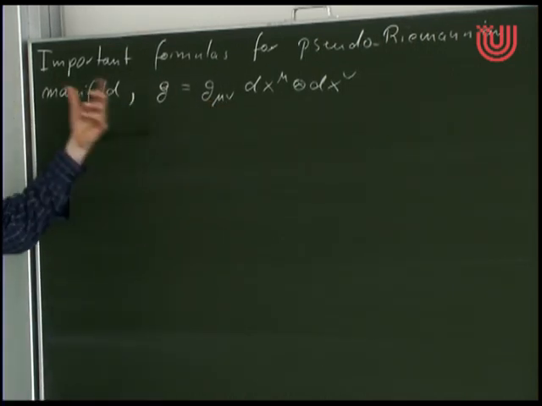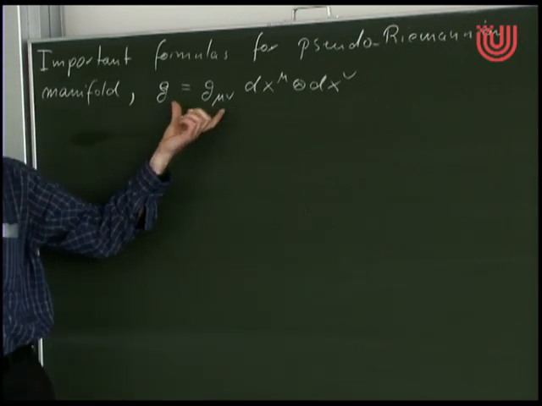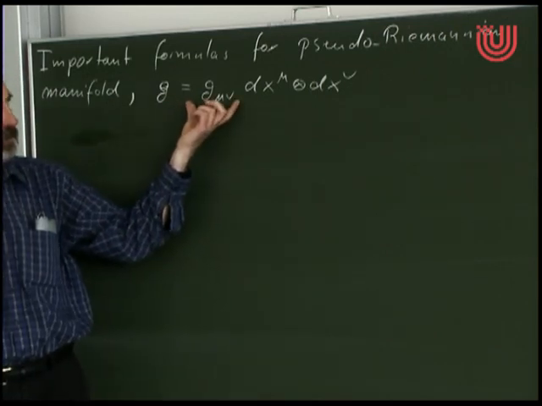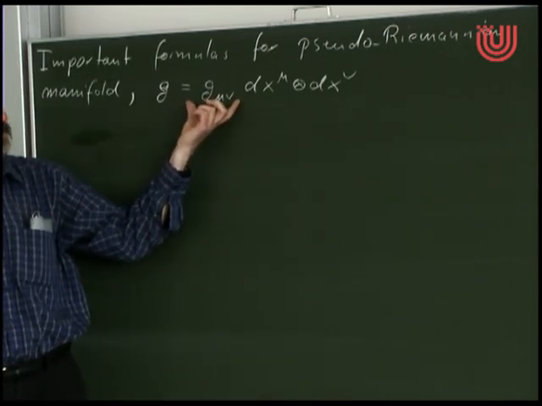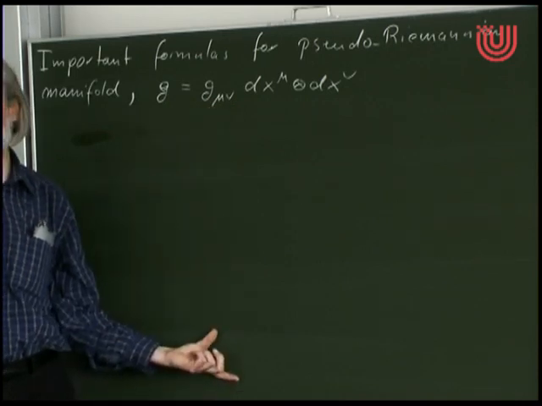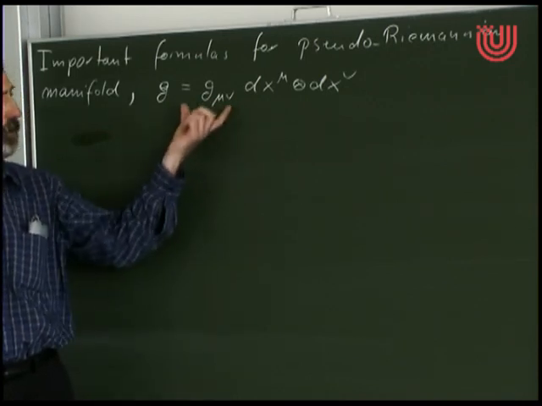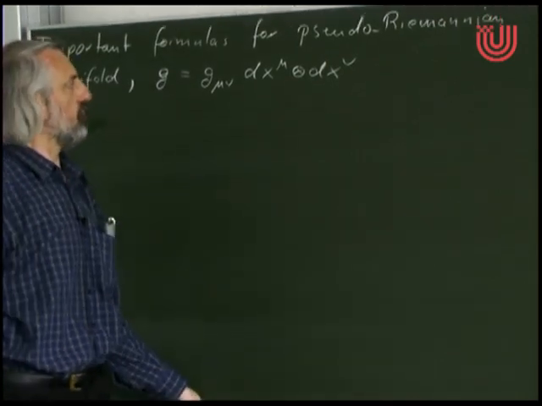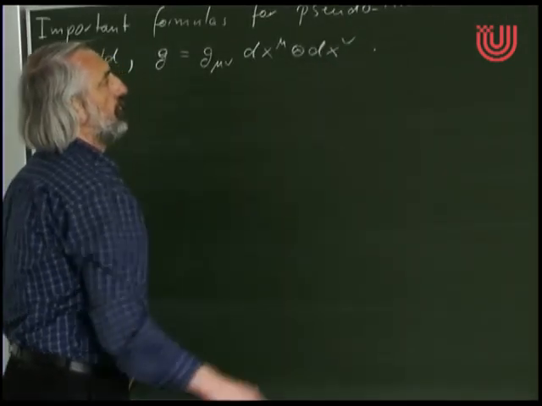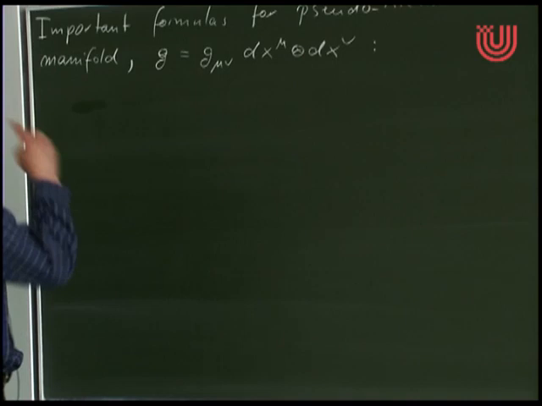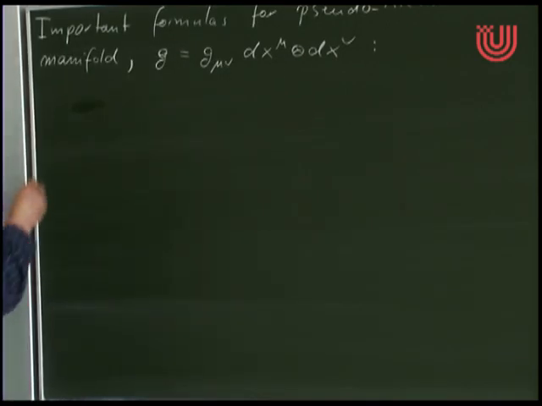So if somebody gives us a pseudo-Riemannian manifold, this means he gives us a metric, for instance in a particular coordinate system, then we can calculate anything we are interested in on this manifold from these metric coefficients. And I will write now the most important formulas down.